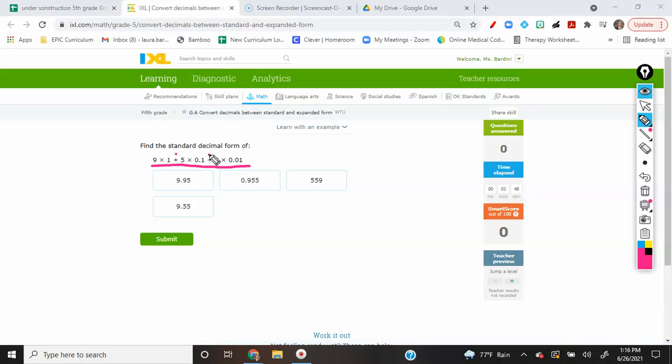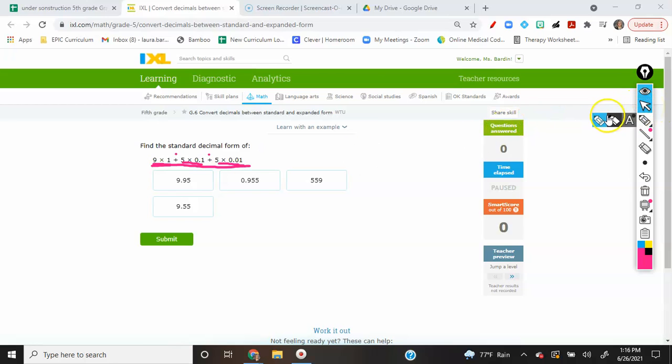Okay. In this lesson, it is read like this. Are you ready? It's going to be read as 9 times 1 added to 5 times 0.1 added to 5 times 0.01. So notice I have to multiply all of those things first and then find what it equals last by adding last. Okay, so let's go ahead and clear our screen and let's get started.